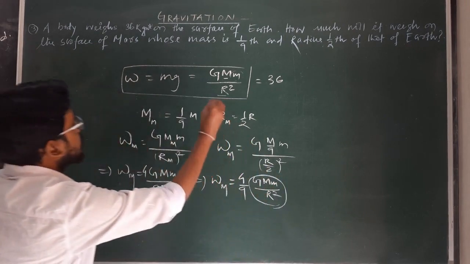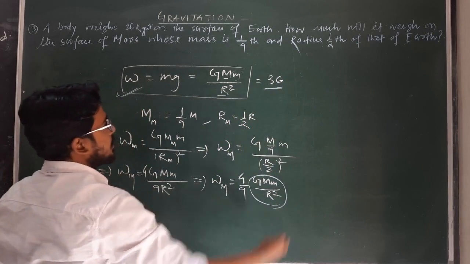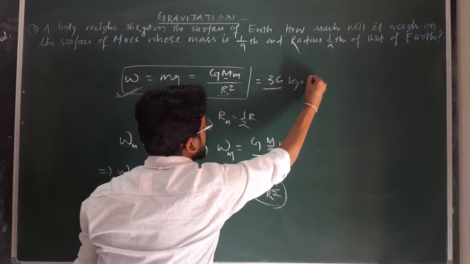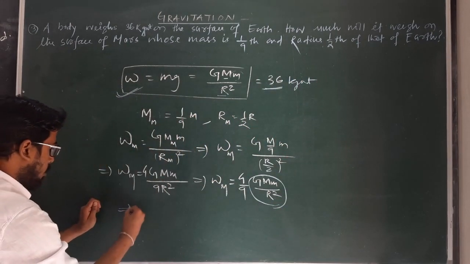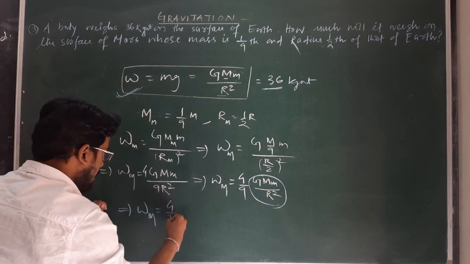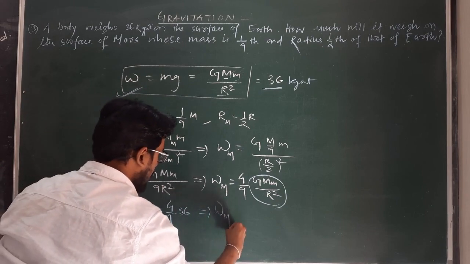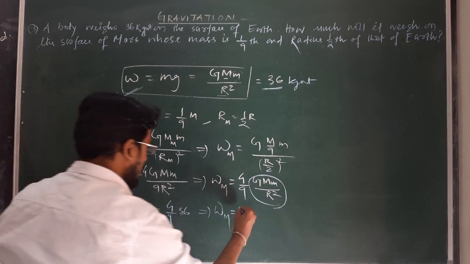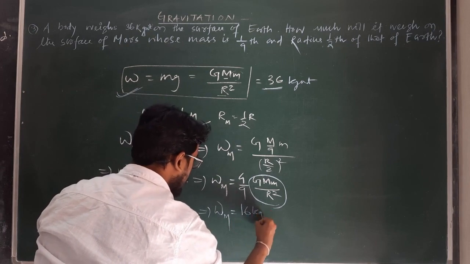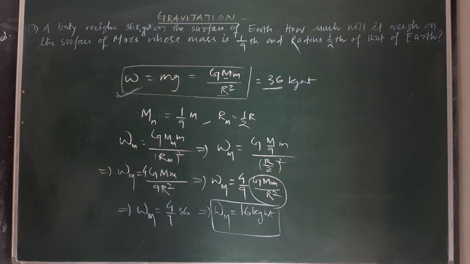This is the weight of the substance on Earth's surface, which is given as 36 kg weight. So this implies we will get the weight of the substance on Mars will be 4 by 9 into 36. This implies the weight of the substance on Mars will be equal to how much? 16 kg weight. Okay, this is the required answer to the given question.